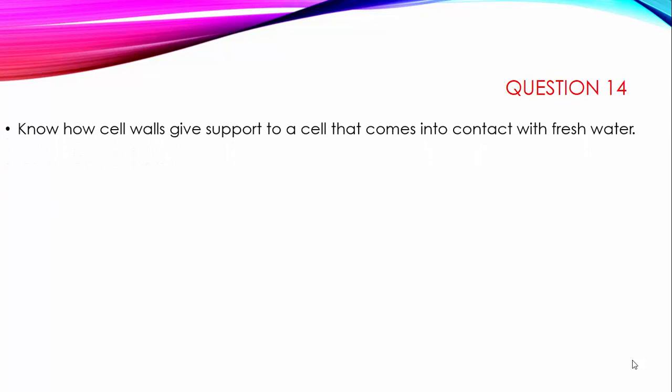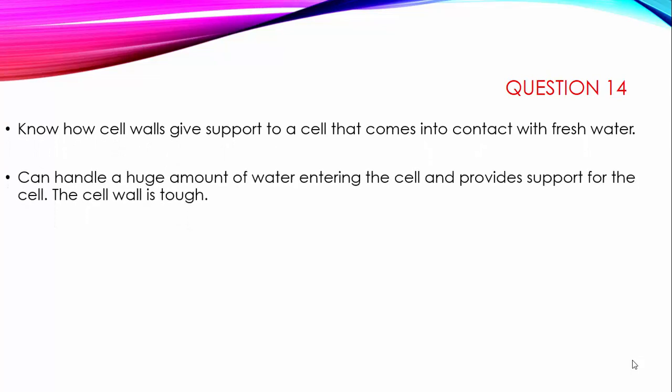All right, number 14. Know how cell walls give support to a cell that comes in contact with fresh water. Well, a cell wall can handle a huge amount of water entering the cell, and it provides support for the cell. The cell wall is tough. And we said earlier in class and on the podcast, the reason trees grow up away from the ground withstanding gravity is because of all the cell walls.